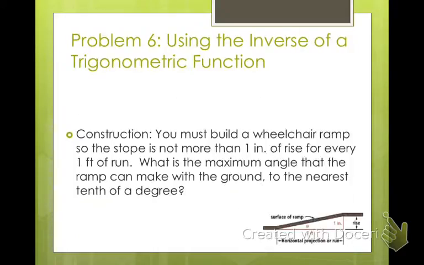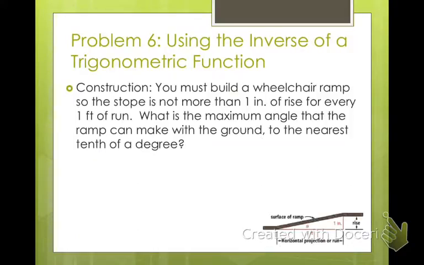Alright, and last one. Construction. You must build a wheelchair ramp so the slope is not more than 1 inch of rise for every 1 foot of run. What's the maximum angle that the ramp can make with the ground to the nearest tenth of a degree? So here's a picture here. So for every 1 foot across, you can only go up 1 inch. That way people can use a wheelchair and get up.